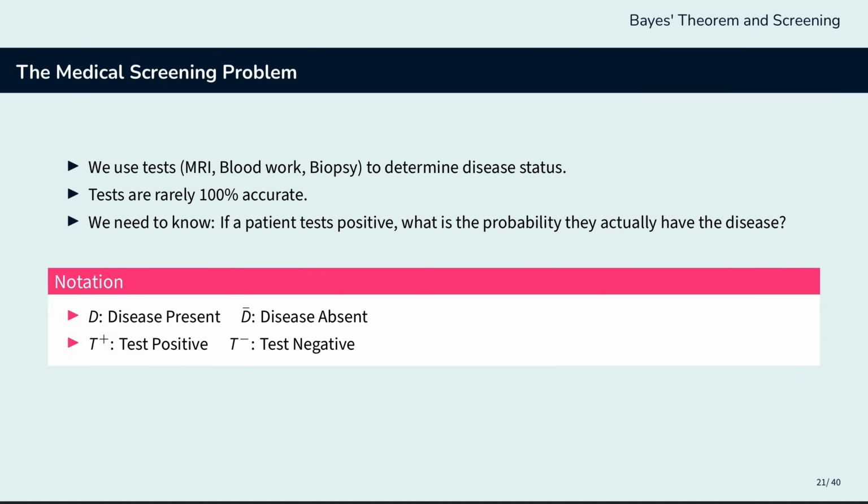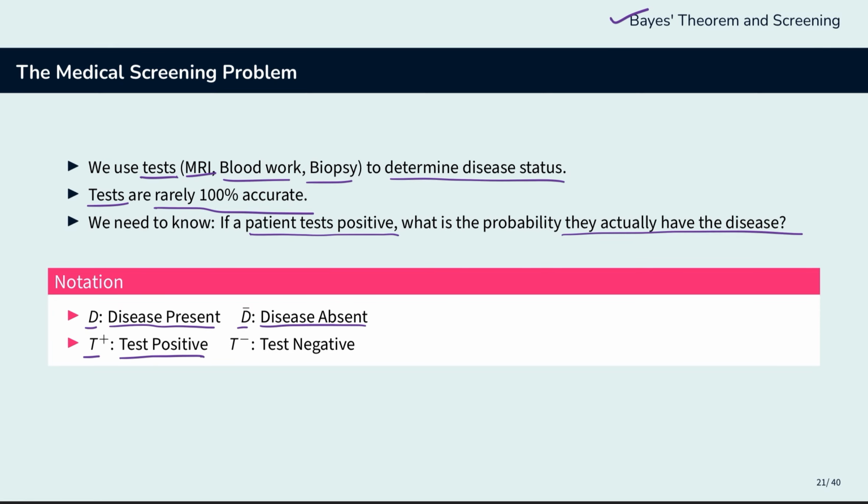So which brings us to Bayes theorem and medical screening. The medical screening problem basically is that we generally use tests like MRI, blood work and biopsy to determine disease status. Because tests are rarely 100% accurate, we need to know, if you have a patient that tests positive, what is the probability that they actually have the disease. So the notation we are going to use for this is D represents disease present, D bar represents disease absent, T plus represents test positive, and T minus represents test negative.